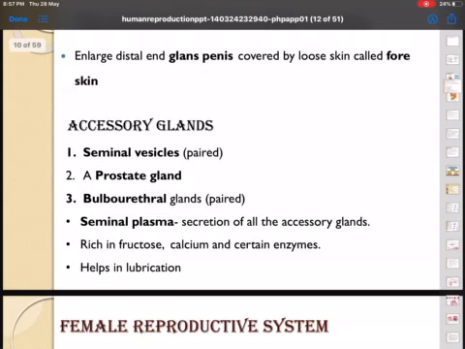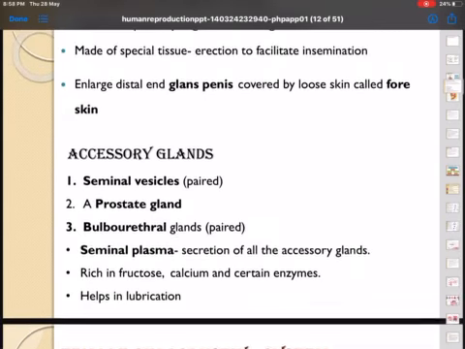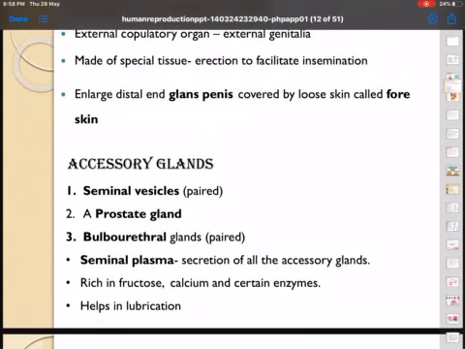So the accessory glands are the seminal vesicles, a pair, a prostate gland, and third, bulbourethral glands. And the seminal plasma, having the secretions of all the accessory glands, is very rich in fructose, calcium, and certain enzymes, and it helps in lubrication.